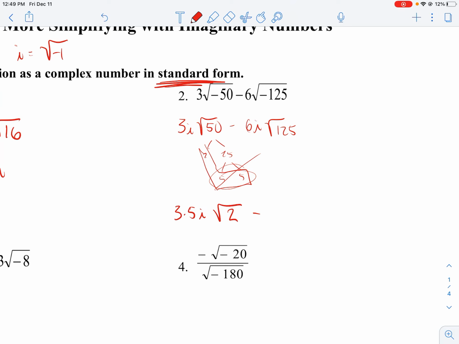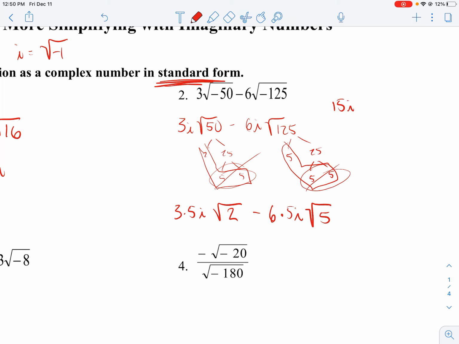Minus. So here, hockey stick method, 125 divided by 5, you get 25 again, 5 and 5. So underneath the radical, the 5 is going to stay. And then I'm going to multiply 6 by 5, and don't forget your i there. So finally, we get 15i square root 2 minus 30i square root 2.